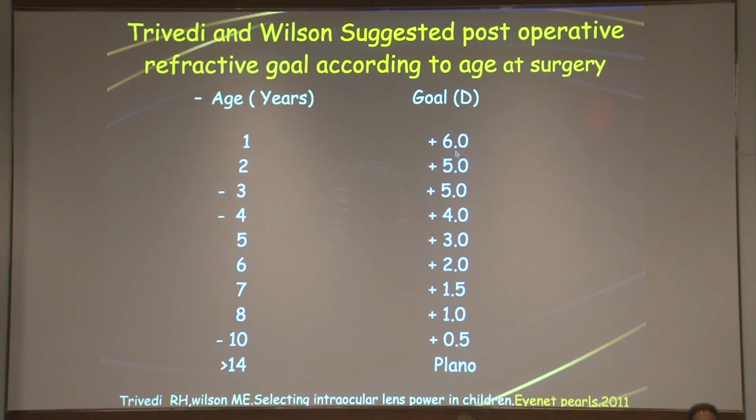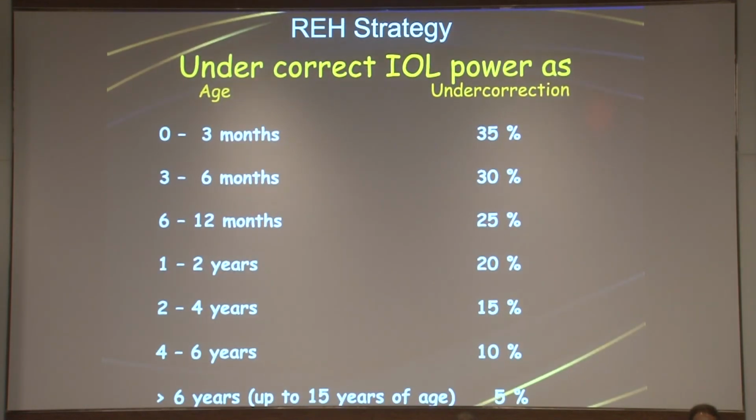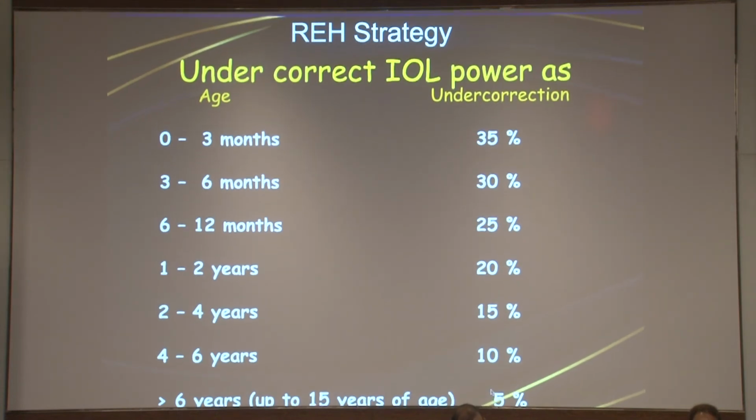From our own data set and our own analysis, we generally don't have a fixed number in mind. We do an undercorrection percentage based on what the calculation formula suggests. For children operated under 3 months of age, we undercorrect the power by 35%, 30% for up to 6 months, and keep reducing as the child grows. And anywhere beyond 6-7 years of age, we do not undercorrect very significantly.